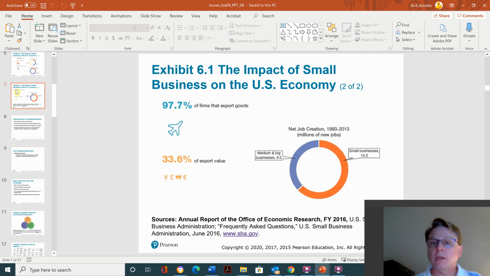Impact on the economy. Small business has 14.3, medium and big businesses have 8.5. And that's as far as the net job creations from 1993 to 2013 in millions. So small businesses created 14.3 million new jobs, and medium and large businesses only created 8.5 million new jobs in the United States. They may have created a lot more jobs globally because of outsourcing and offshoring, but in the United States, that's what they created.